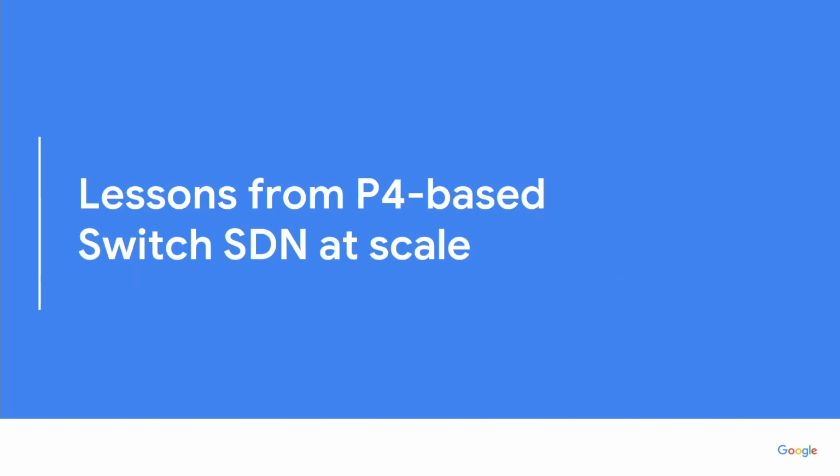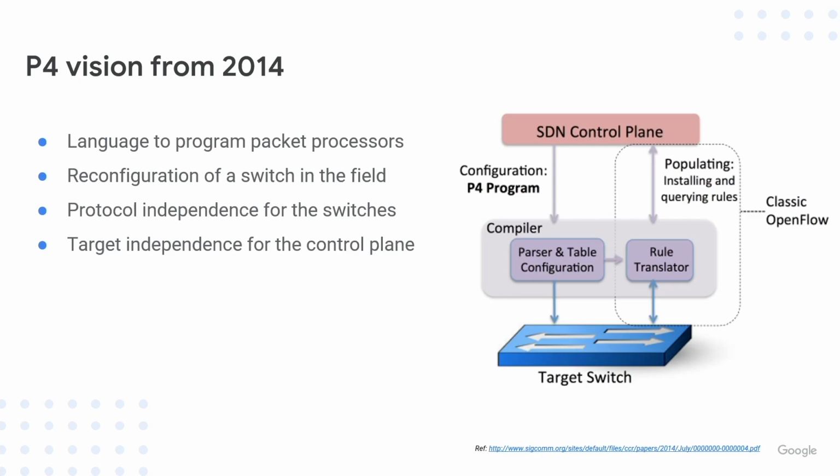So let's see how we've used P4. So P4, just to remind everyone, started about a decade ago. And this is a picture from the original P4 paper. So the idea is, it's a language to program packet processors. You take a P4 program that an SDN control plane compiles to generate a few artifacts. One of them is used to program, configure the switch pipeline. And it also is used to generate an API that can be used by the control plane to program the rules into the switch at runtime. So that was the model proposed.